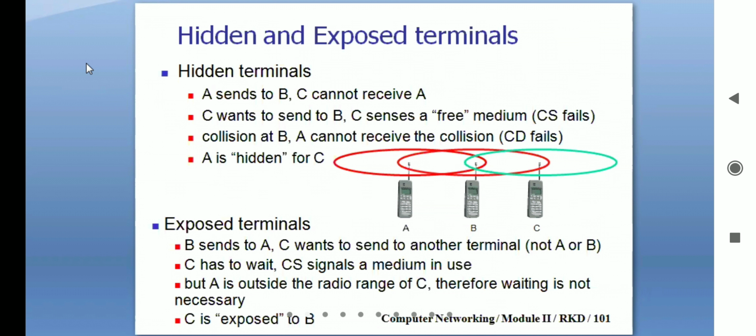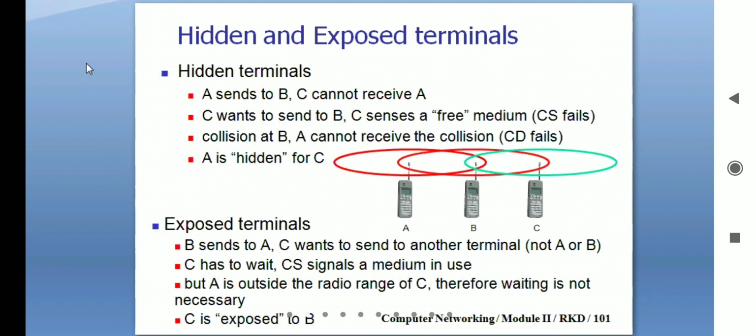And there is a chance of collision at node B. That's why the CSMA/CD protocol cannot detect the collision, because C is away from A and cannot hear whatever communication is done by A to B. So CSMA/CD cannot detect it during this time.